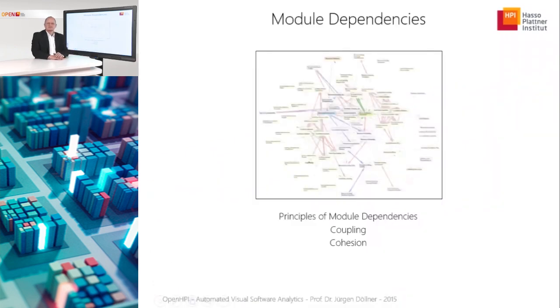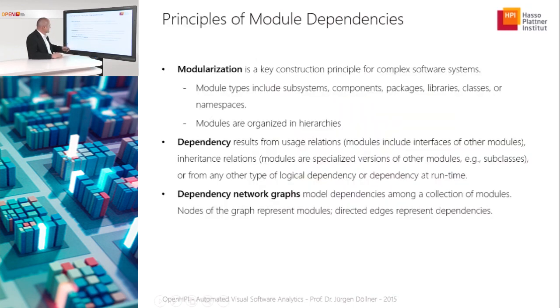We will explain principles of module dependencies and investigate two core types of module dependencies, coupling and cohesion. Let's start with a few principles. Modularization is such a principle. It's a key construction principle for complex software systems.